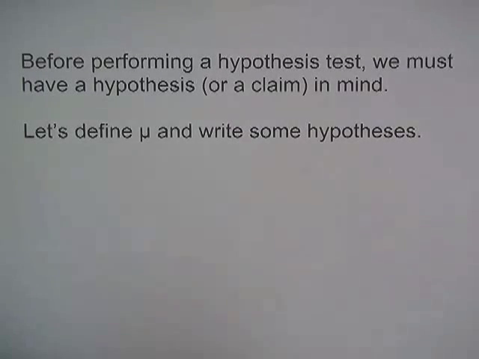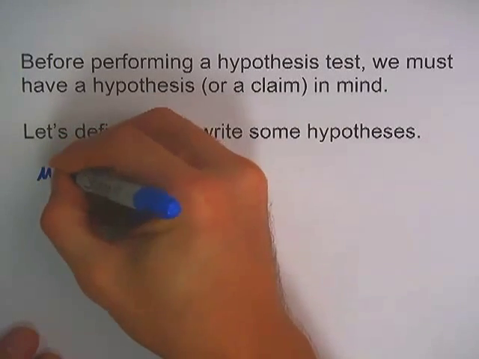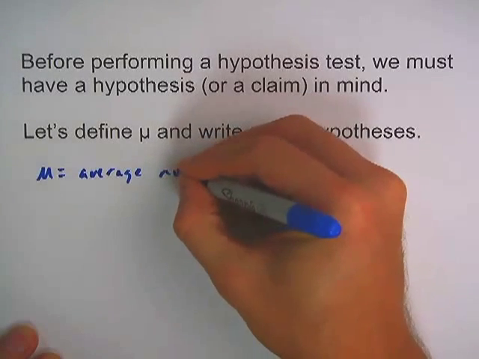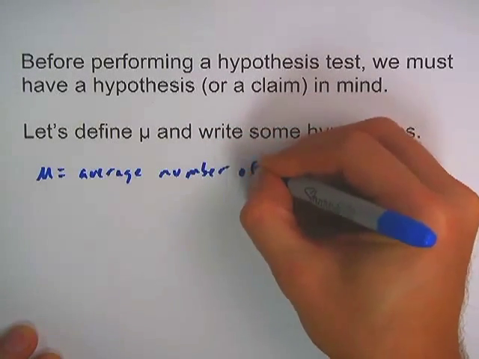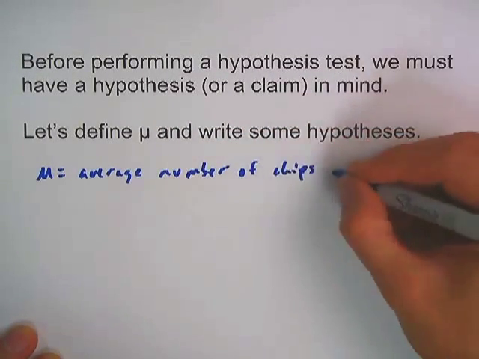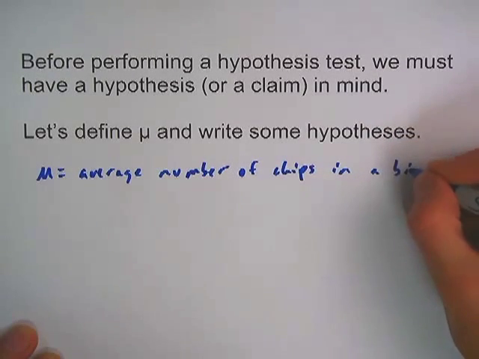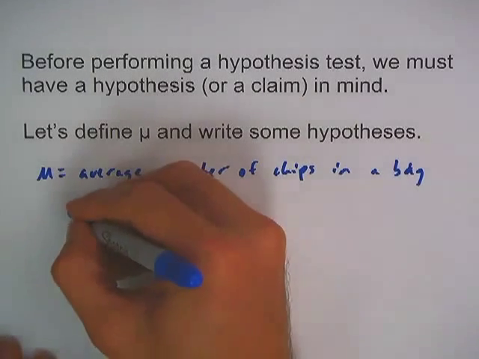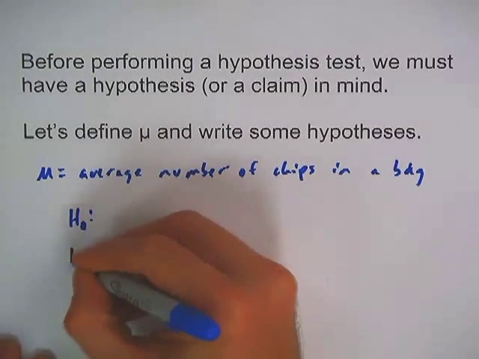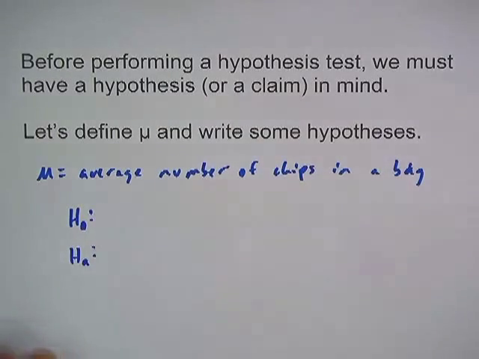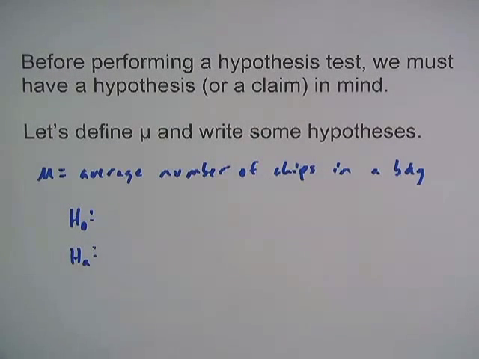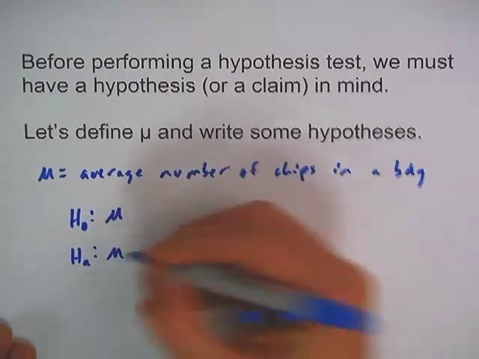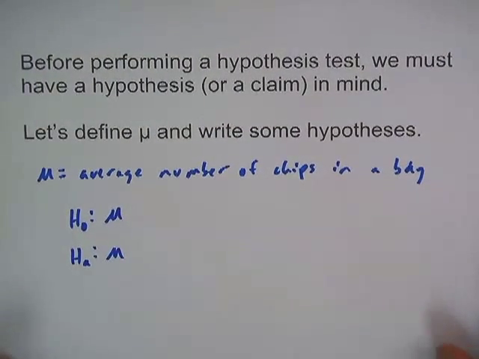So mu is my parameter, and I want mu to be the average number of chips in a bag. Alright, and I want to make some hypotheses. So remember that hypotheses come in pairs. You need a null hypothesis and an alternate hypothesis. Since our parameter is mu, we would write this as mu and mu. You always need the same parameter in your null and your alternate.